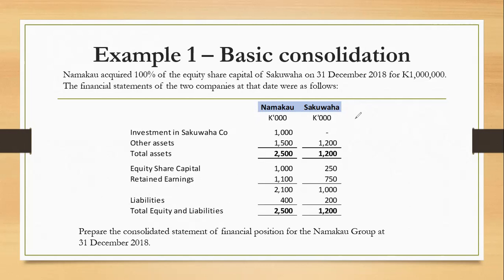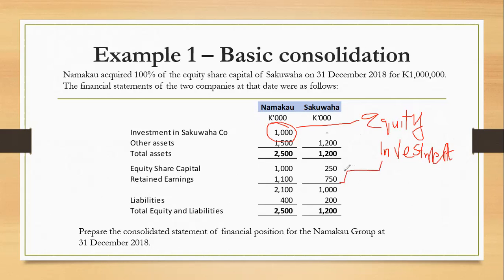So, if you check on this number here, the 1,000, this is the investment made by Namakau in Sakwaha. So if this is equity investment, so this is equity investment. So meaning what has been bought by Namakau are these two. These two. Nothing else. That is the only area which has equity.